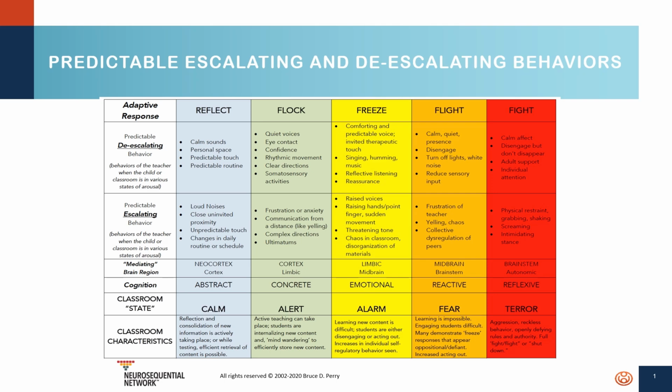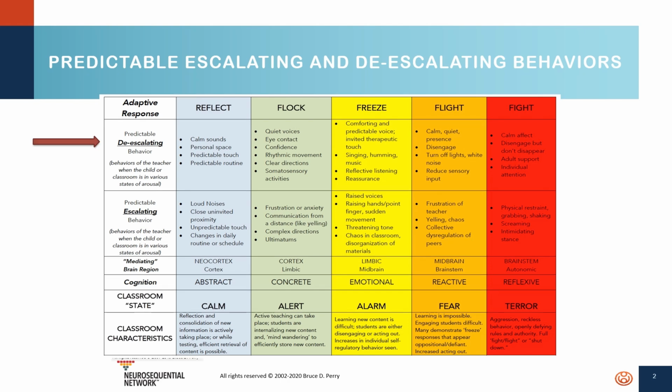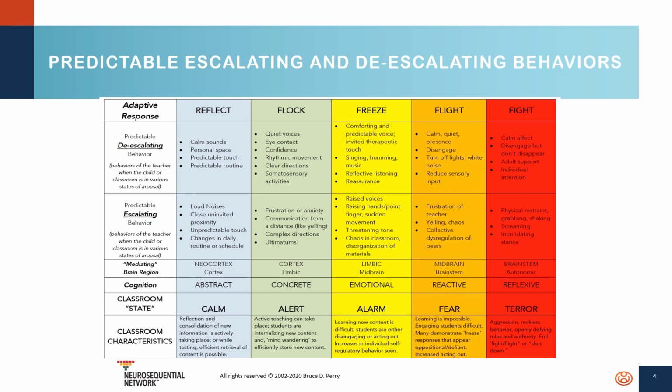Check out the predictable escalating and de-escalating behaviors chart given to you in the pre-work section of this class, and take a moment to look over it. This handout was created by Dr. Bruce Perry. Pay particular attention to the predictable de-escalating behaviors and predictable escalating behaviors rows in the chart. These two rows describe how children and parents get wound up or are able to wind down. There's a lot of information here, so let's walk through it.